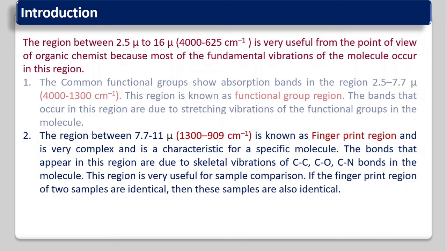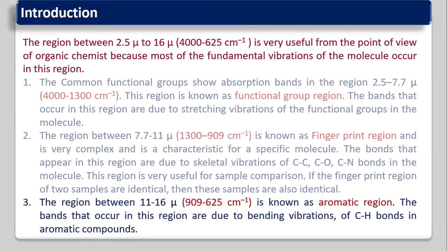This is because of skeleton vibrations. So all the molecules contain carbon-carbon single bond, carbon-oxygen single bond, carbon-nitrogen single bond. So specifically it won't give you the functional group information present in the molecule, because almost all the molecules absorb in this region. So this is used to compare the samples. If two samples have the same spectra in this region, the two molecules are the same.